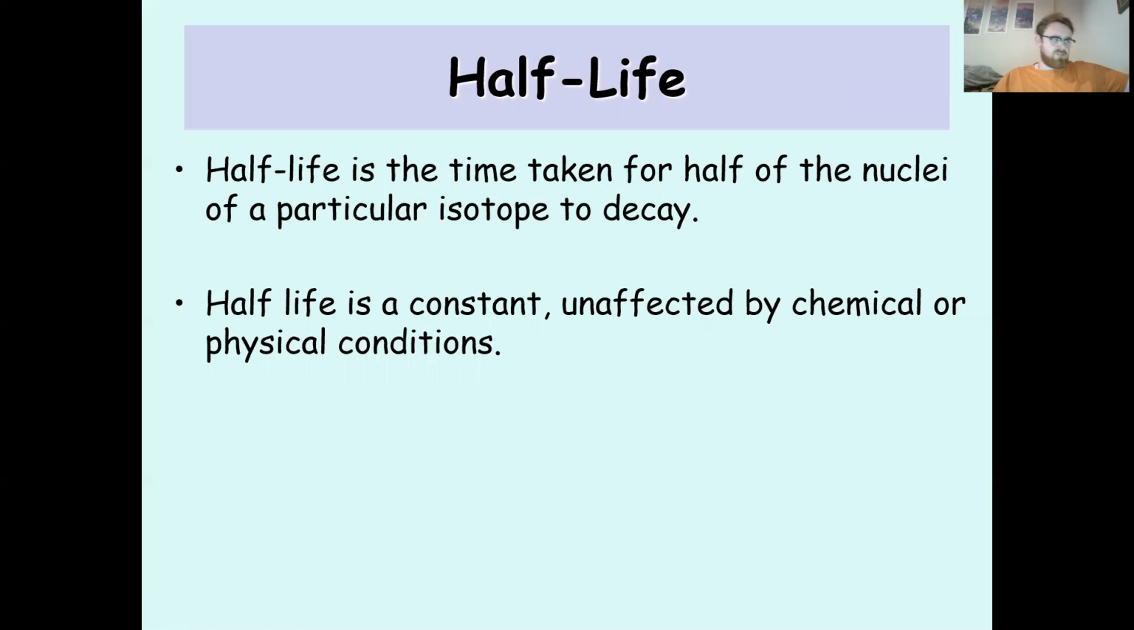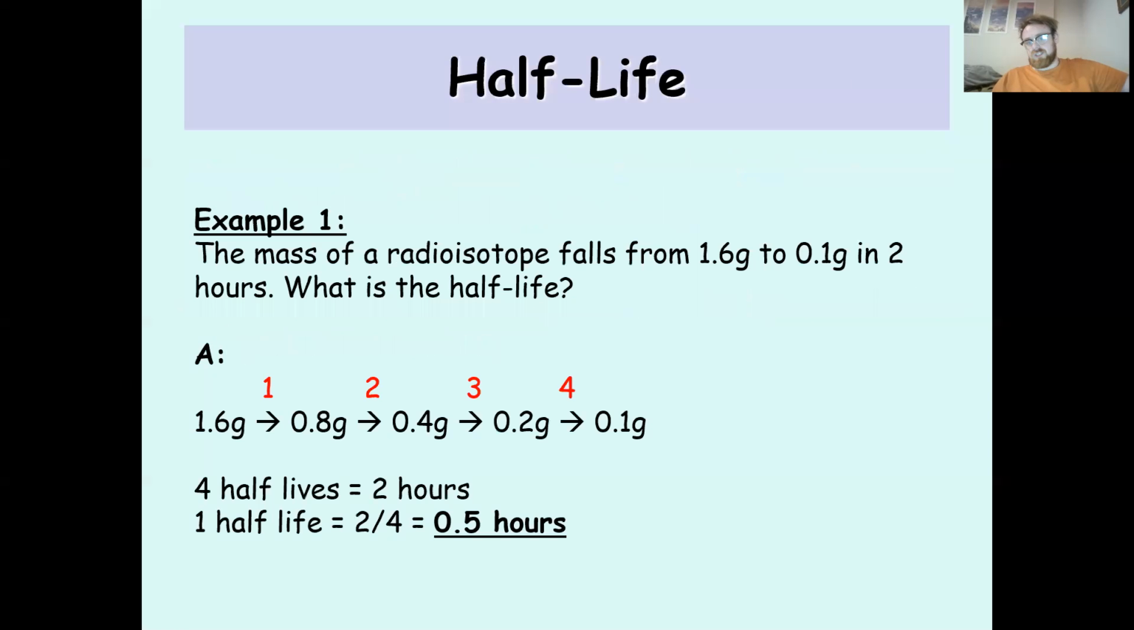It doesn't matter if it's at freezing temperature or boiling, or at like 1,000 degrees. It will always be the same. It's unaffected by chemical or physical conditions. That's why it's a really good way of dating something. Carbon-14 is used to date samples of fossils and things like that, because we can accurately measure the amount of carbon-14 that's left and use that to date how old something is, because we know that the half-life is always going to be the same.